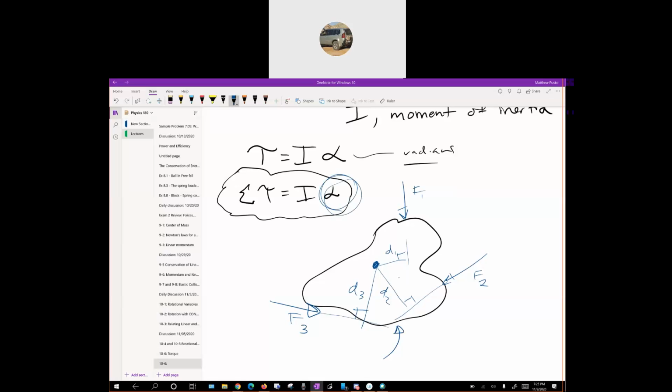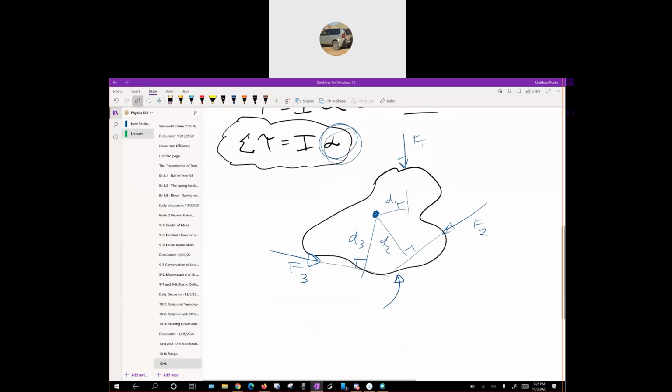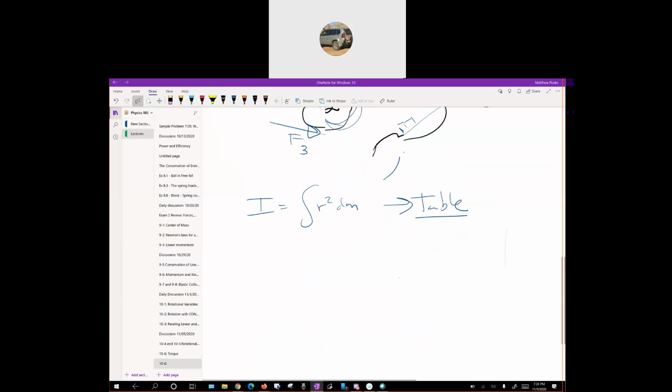So this is when we go back to either integrating to get our moment of inertia. So we can say the moment of inertia is the integral of r squared dm. But pretty much go to the table. Every physics book, every dynamics book, very easily found with a Google search, will give you the moment of inertia table. And that'll tell you what value I you should be using for what axis of rotation.